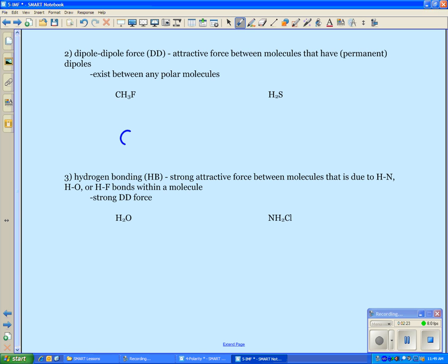CH3F has a carbon in the middle, 1 fluorine, and 3 hydrogens. Because of that fluorine, this is a polar molecule. Electrons are permanently pulled up towards the fluorine. So polar molecules will be strongly attracted to each other because of the positive and negative distribution within the molecule.